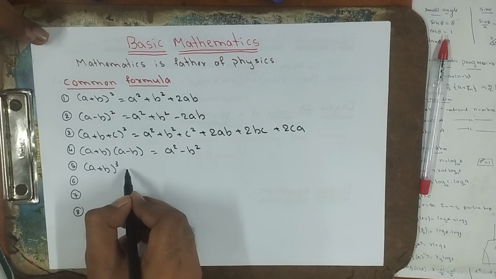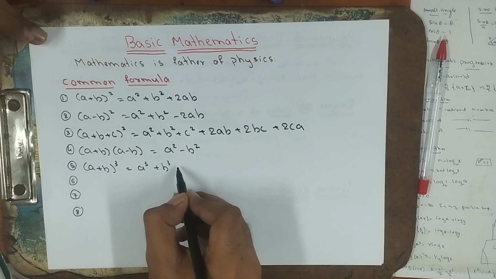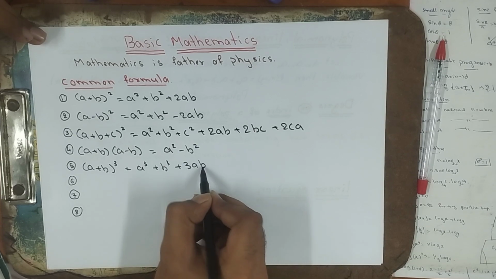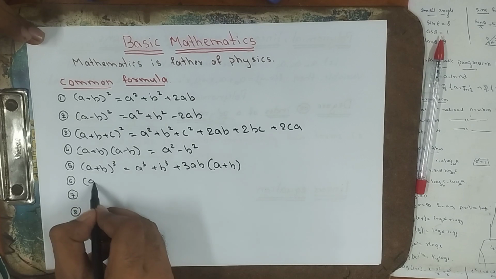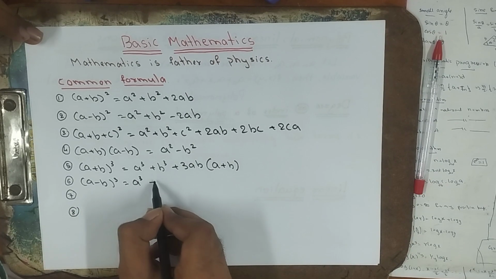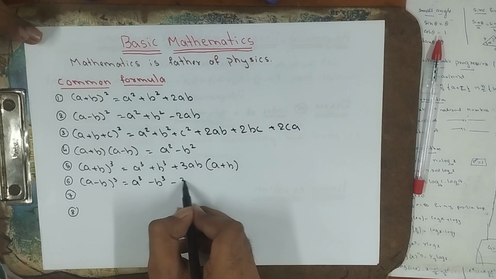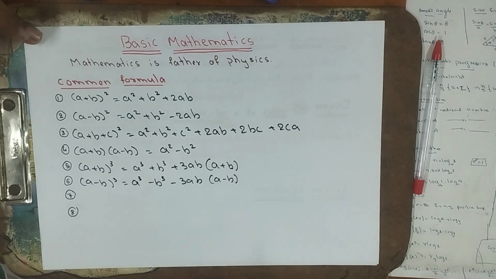Now this is one of the important ones. (a plus b) whole cube is a cube plus b cube plus 3ab times (a plus b). And similarly, for (a minus b) whole cube, it is a cube minus b cube minus 3ab times (a minus b). That's all, very simple.